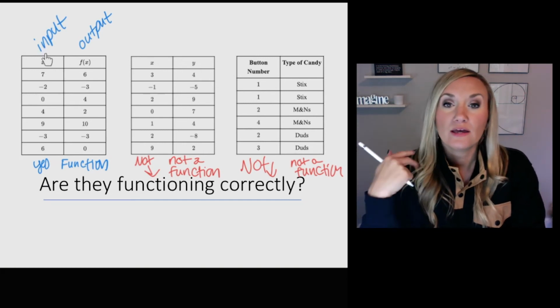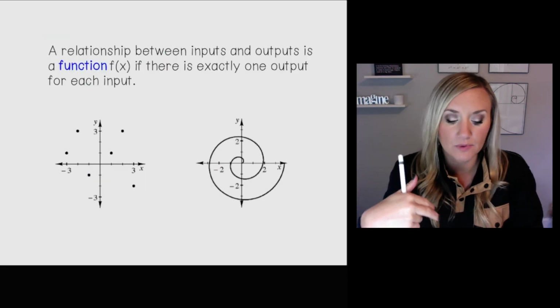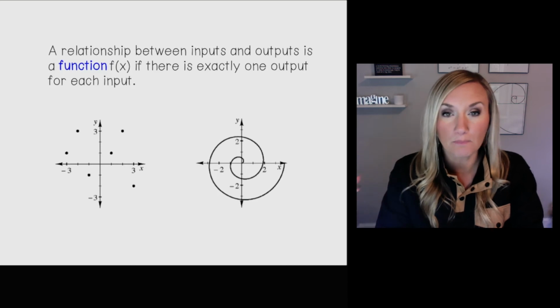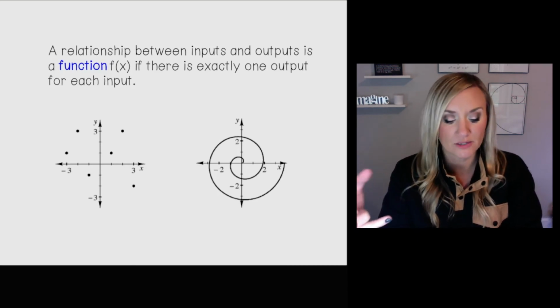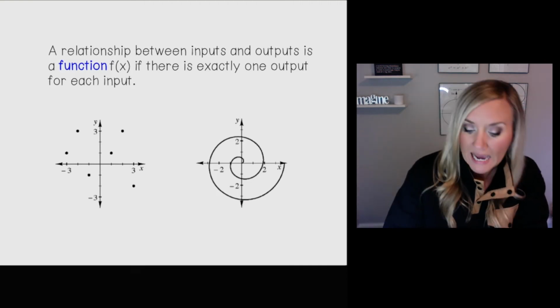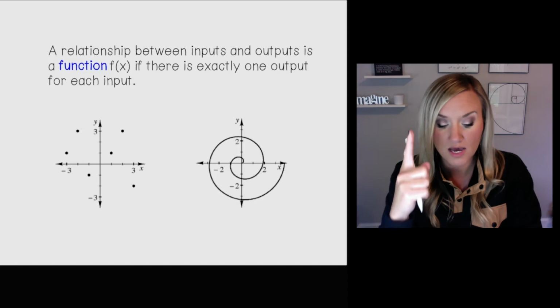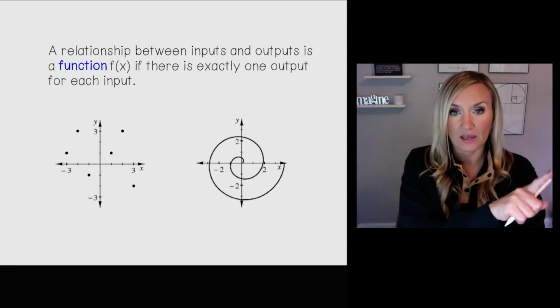All right, so we're going to continue to look at functions, but now we're going to look at the graphs instead of the tables for a little bit. And this is an important part that I want you to write down in your notes. The relationship between inputs and outputs is a function if there's exactly one output for every input.